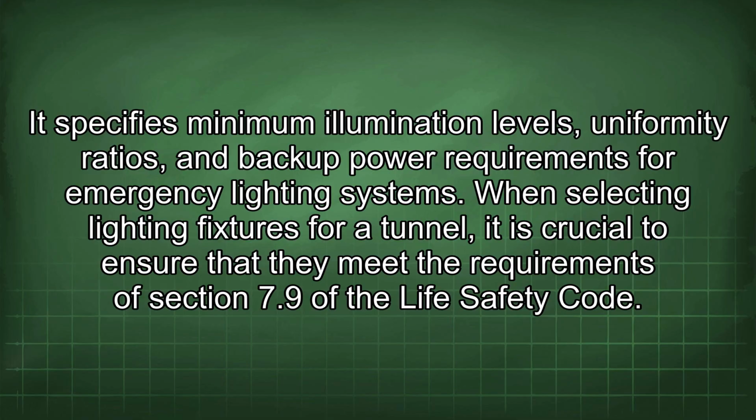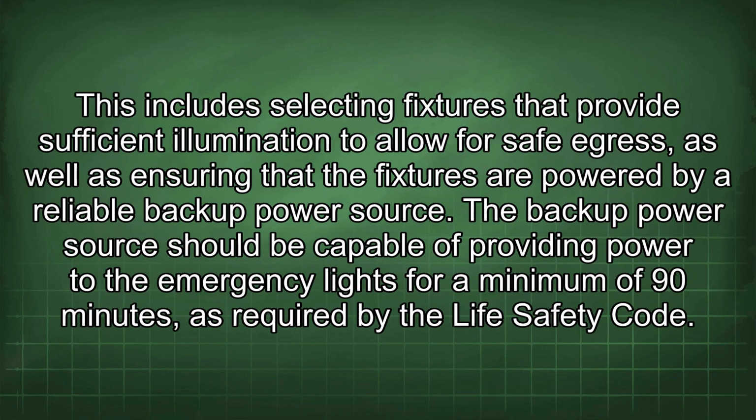When selecting lighting fixtures for a tunnel, it is crucial to ensure that they meet the requirements of Section 7.9 of the Life Safety Code. This includes selecting fixtures that provide sufficient illumination to allow for safe egress, as well as ensuring that the fixtures are powered by a reliable backup power source. The backup power source should be capable of providing power to the emergency lights for a minimum of 90 minutes, as required by the Life Safety Code.